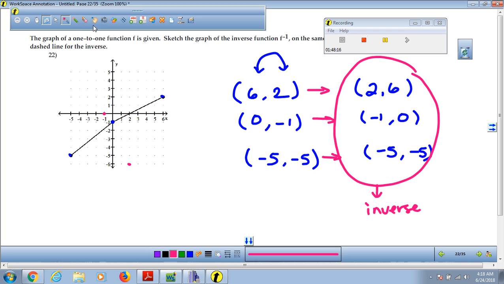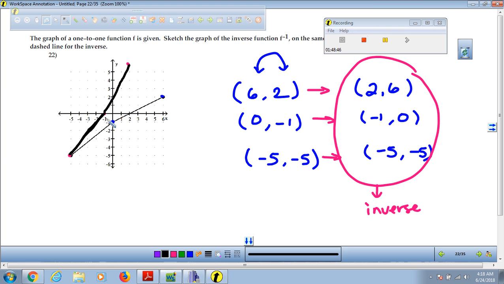2, not, wait, -6 is 2, 6. Sorry. 2, 6. So up here. -1, 0, and -5, -5. Which is this same point itself. So we connect this, we connect this. Sorry that the lines are all crooked, they're supposed to be straight lines, right?